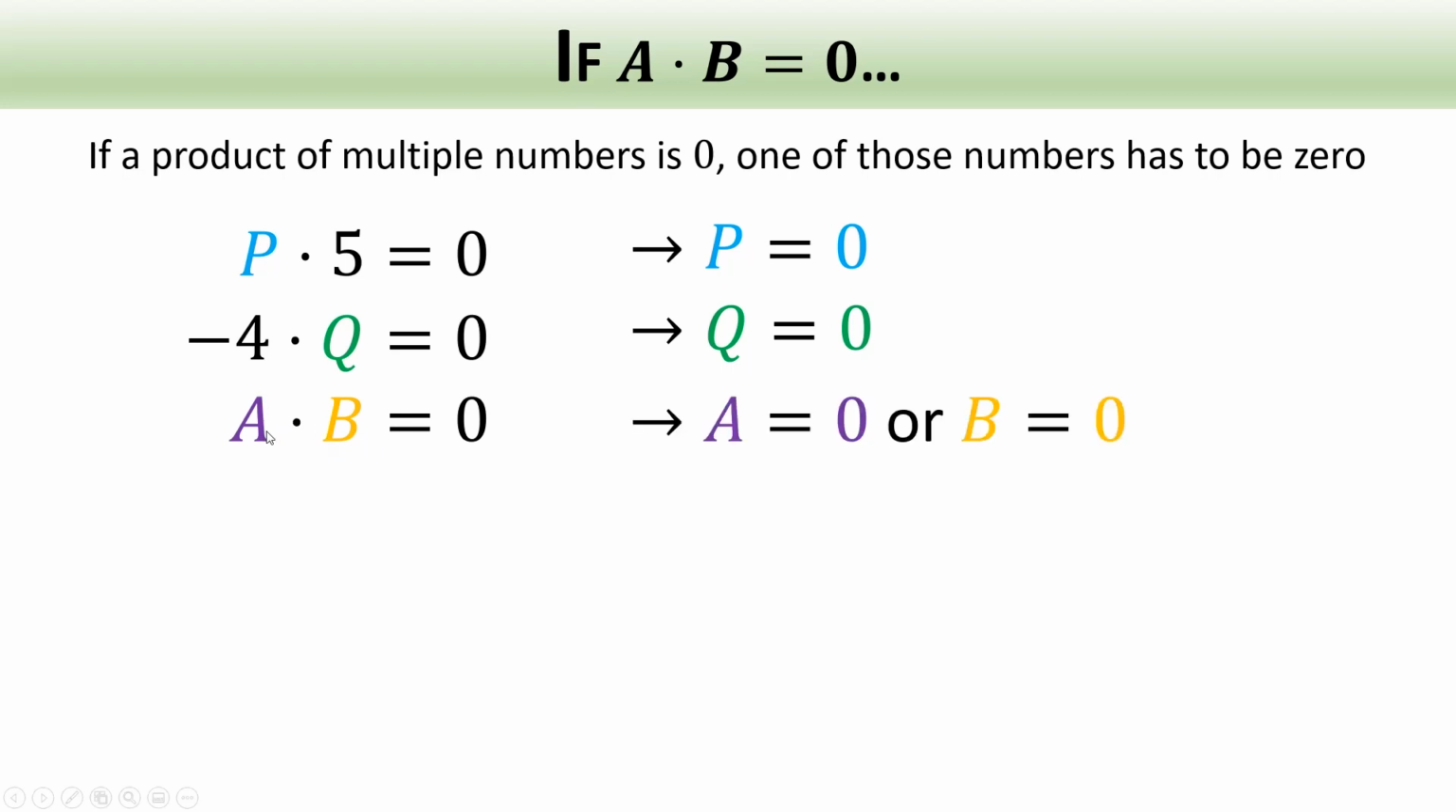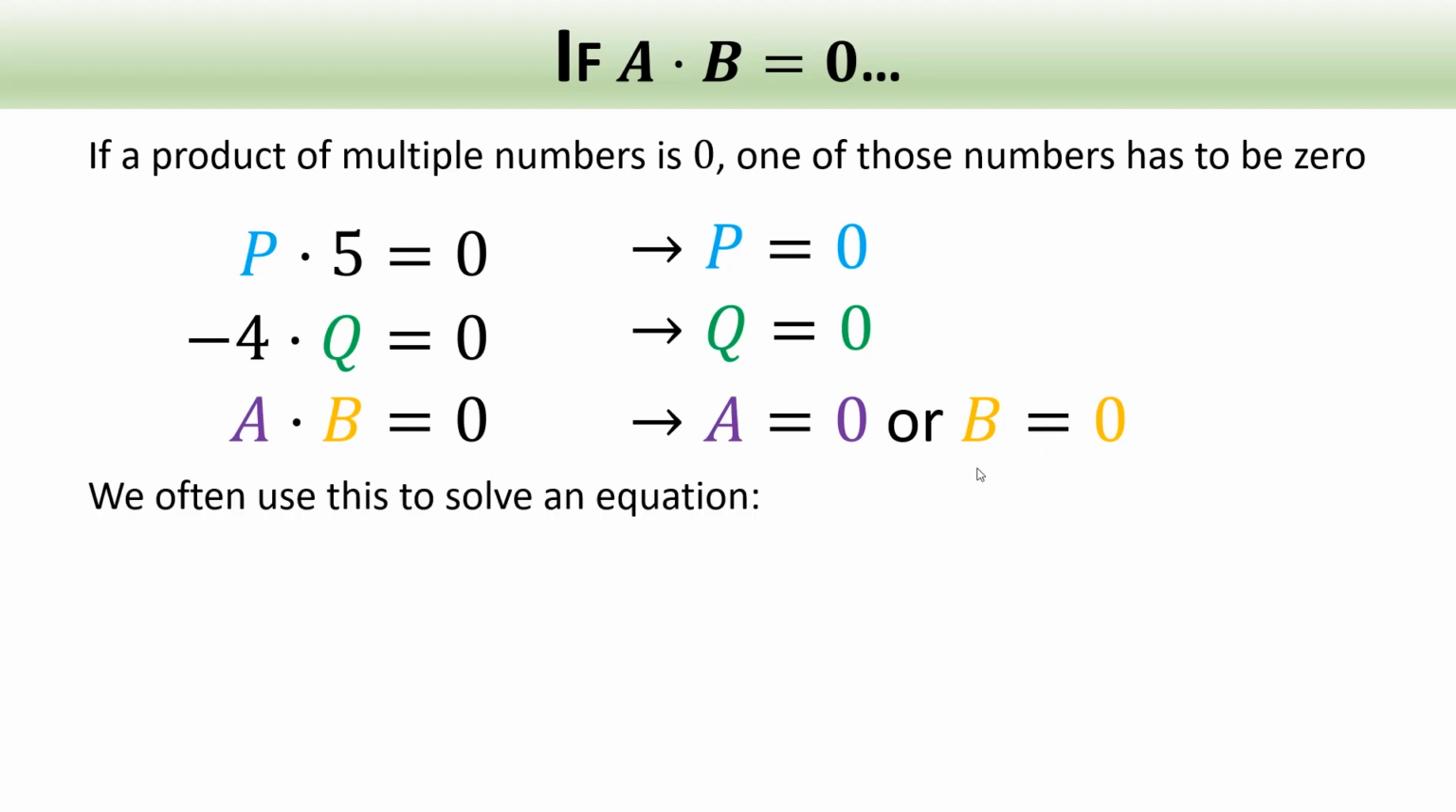So if we see that a times b is 0, we can conclude that a is 0 or b is 0, or maybe both. But in mathematics, whenever we say a or b, we mean a or b or maybe both. So we're just saying that at least one of these numbers has to be 0.